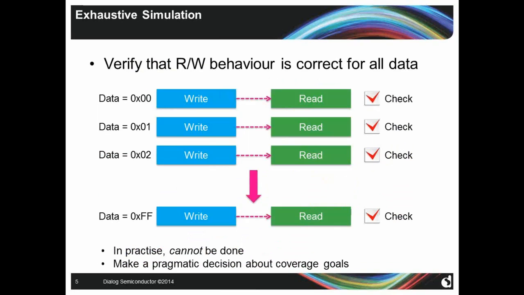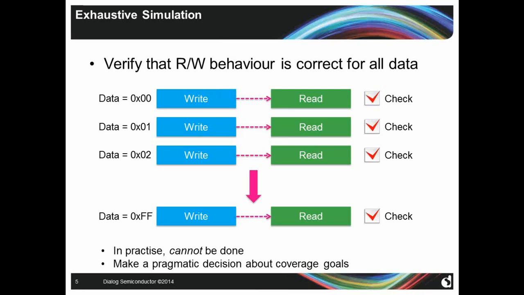The other issue here is that in simulation, obviously because of the limitation of CPU time, we can never exhaustively simulate every possible data pattern to every possible register in our SoC. So if you wanted to isolate one particular register and verify that the read-write behavior is correct for all possible data patterns, we need to go through all those combinations of data to that register. In practice, we can't do this because we don't have enough simulation time to exercise all the registers fully within our map.